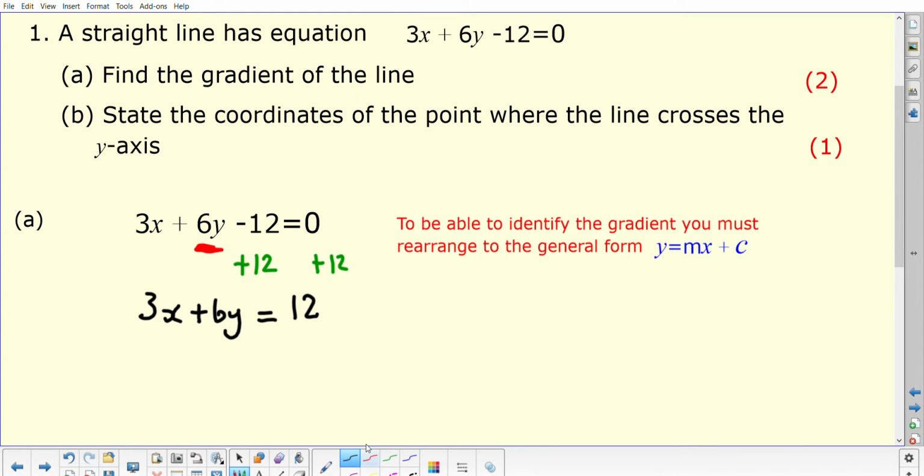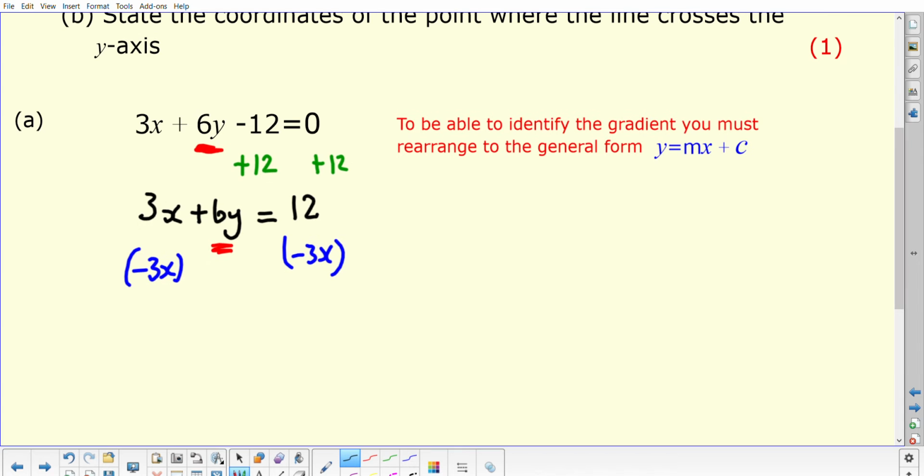But remember, it is just the y term that we want. So we need to then get rid of the x's, and we would do that by subtracting 3x from each side. And that would then allow me to write 6y equals, I could write 12 minus 3x, but I'm going to write it so I get it in the order with the x term first, then the constant, so I'm going to write minus 3x plus 12.